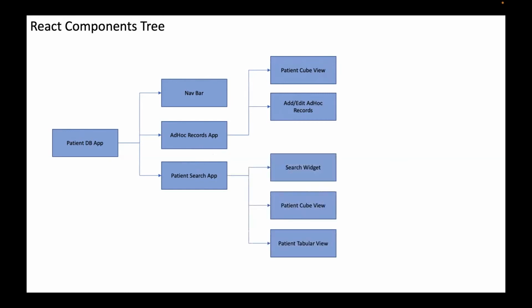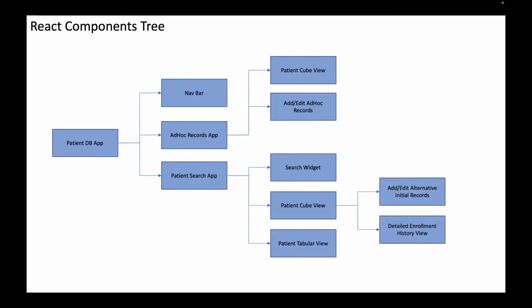Within the bigger main patient search app, we have a search widget. We actually implement two separate types of view for different purposes: there's a cube view, and there's a more traditional tabular view. And within the cube view, the user has the ability to further edit the alternative initial records, or has the option to view detailed enrollment history.